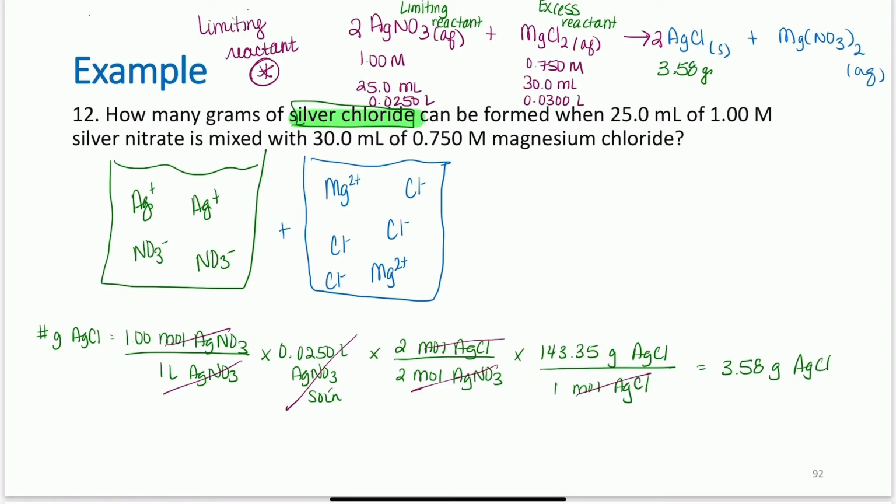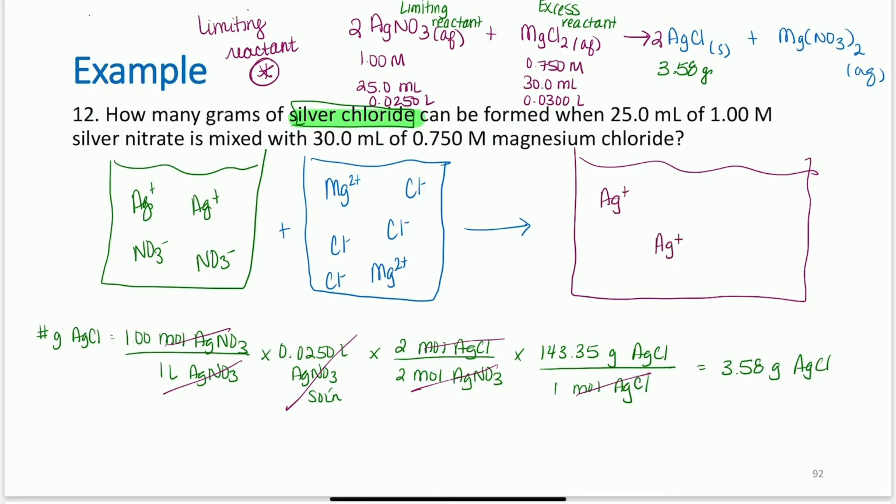And you're going to combine these two together. When you combine these together, you've got these silver ions in solution. You've got these nitrates in solution. You've got magnesium 2+ in solution. And you've got chloride ions in solution.